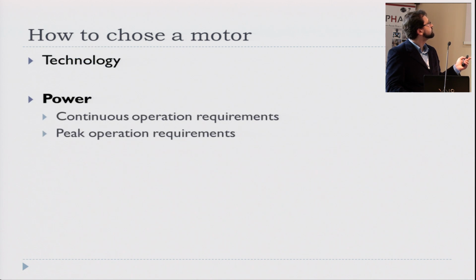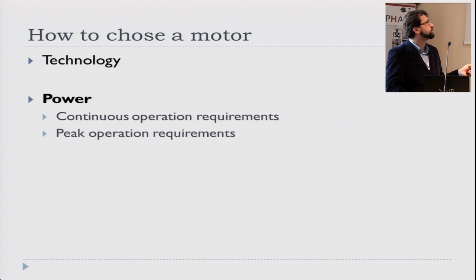The right thing to do is to look at the power of the system. When you want to choose the motor for an application, you essentially have to define the continuous operation requirements and the peak operation requirements of your system. For example, if you have an industrial device like a lathe, it's turning all the time at the same speed, so you have a very precise regime at which you are working.